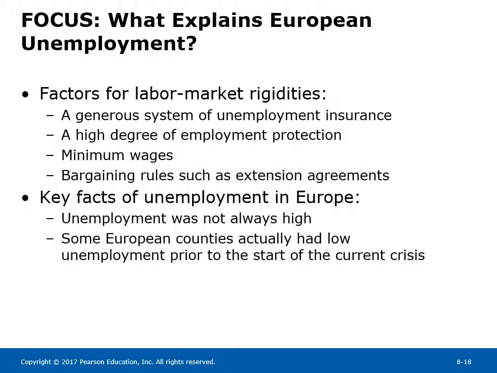Focus: What explains European unemployment? Factors for labor market rigidities: a generous system of unemployment insurance, a high degree of employment protection, minimum wages, and bargaining rules such as extension agreements. Key facts of unemployment in Europe: unemployment was not always high. Some European countries actually had low unemployment prior to the start of the current crisis.